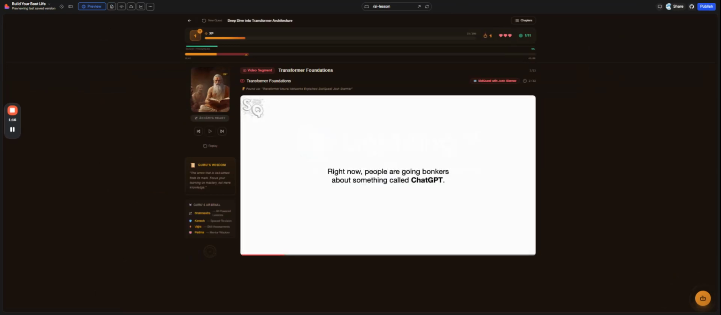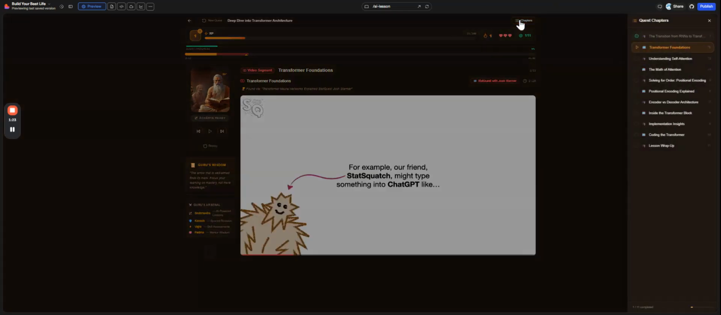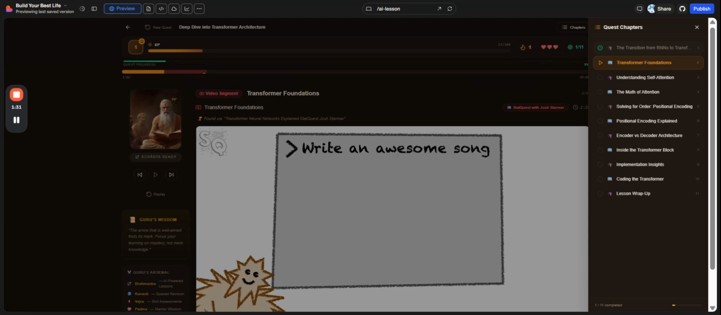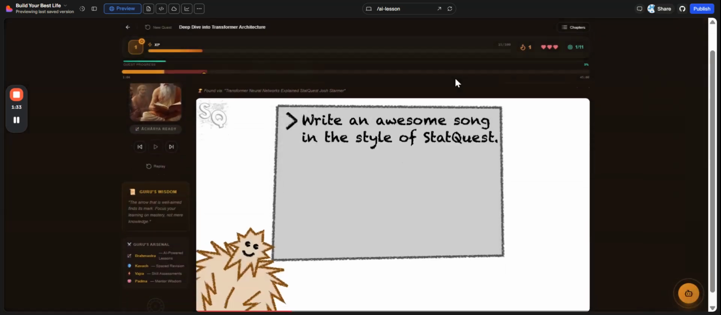Right now, people are going bonkers about something called ChatGPT. For example, our friend, StatSquatch, might type something into ChatGPT like, "Write an awesome song in the style of StatQuest."